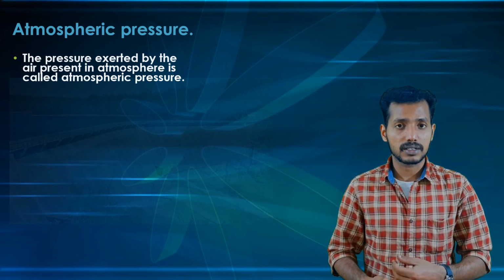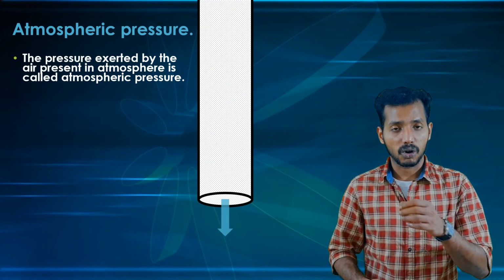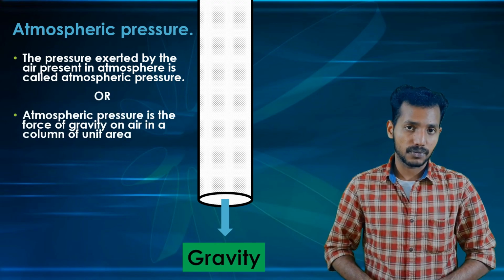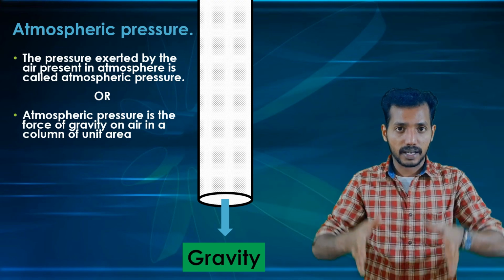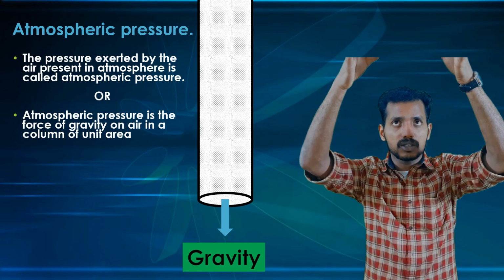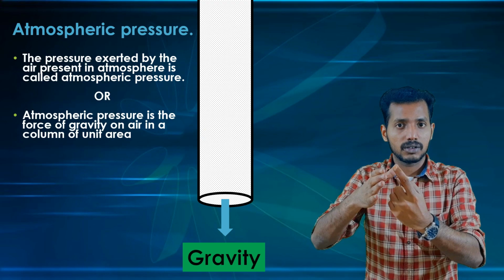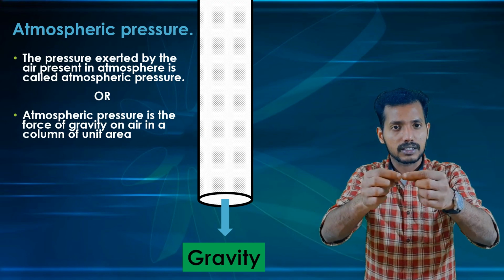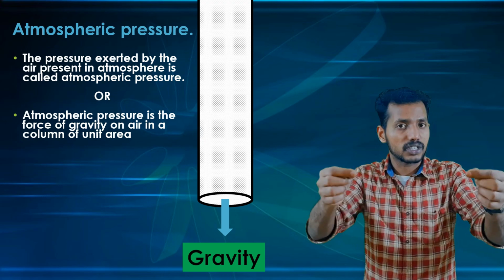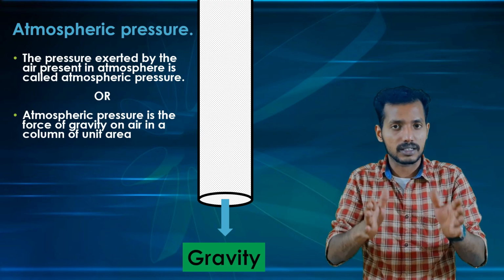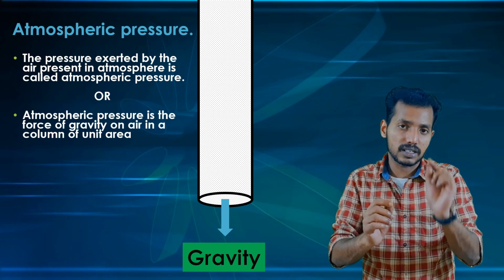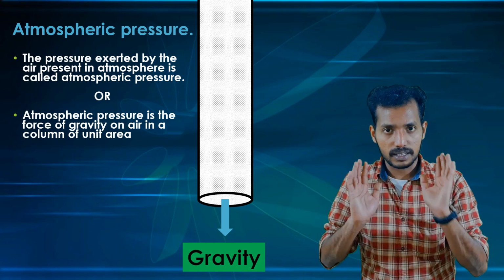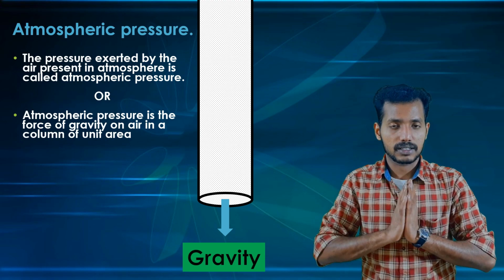So atmospheric pressure is the force of gravity on air in a column of unit area. Imagine we are considering a column of unit area. Unit area can be 1 centimeter into 1 centimeter or 1 meter into 1 meter. Anything we can consider as a unit area. Unit area means the magnitude is 1. That is the only thing we are going to consider.